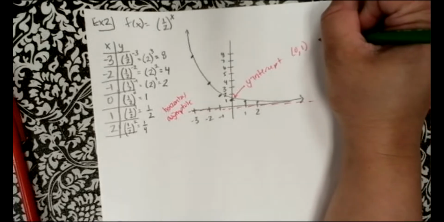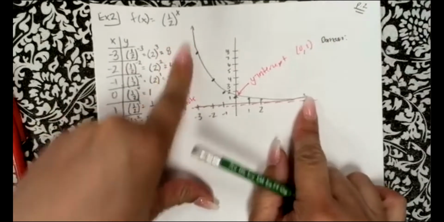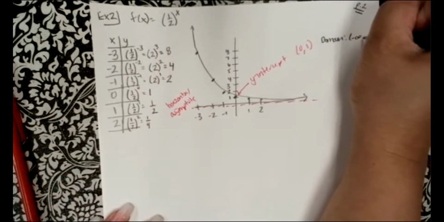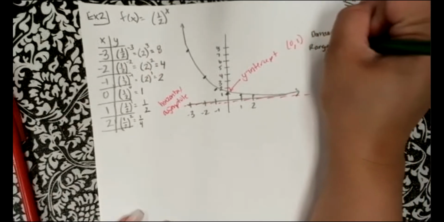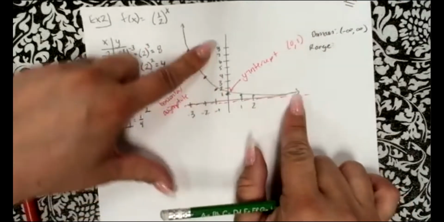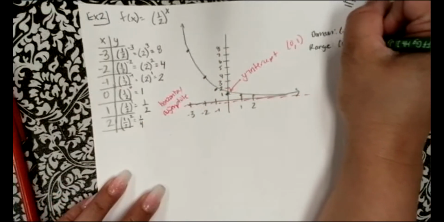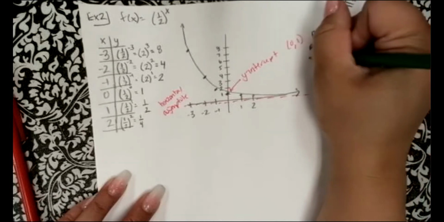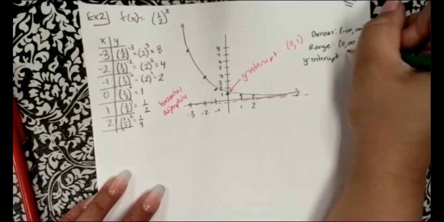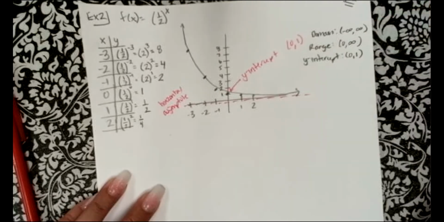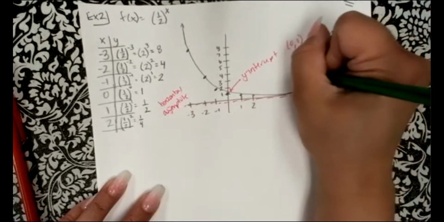So right here, my domain is still going from -infinity to +infinity. My range, still again, if I smash on the y-axis, it's going from 0 to +infinity. I do not want to include 0. My y-intercept is still 0, 1. My asymptote is still going to be y equals 0.